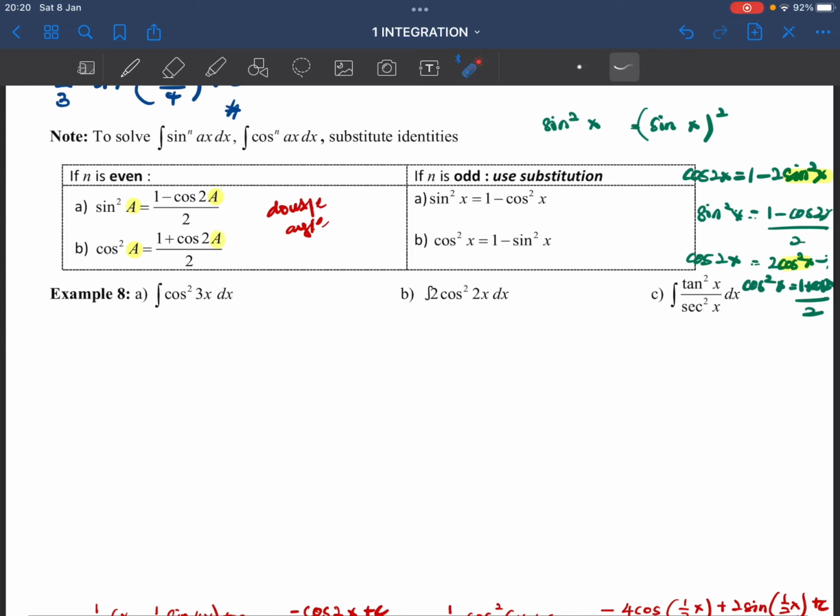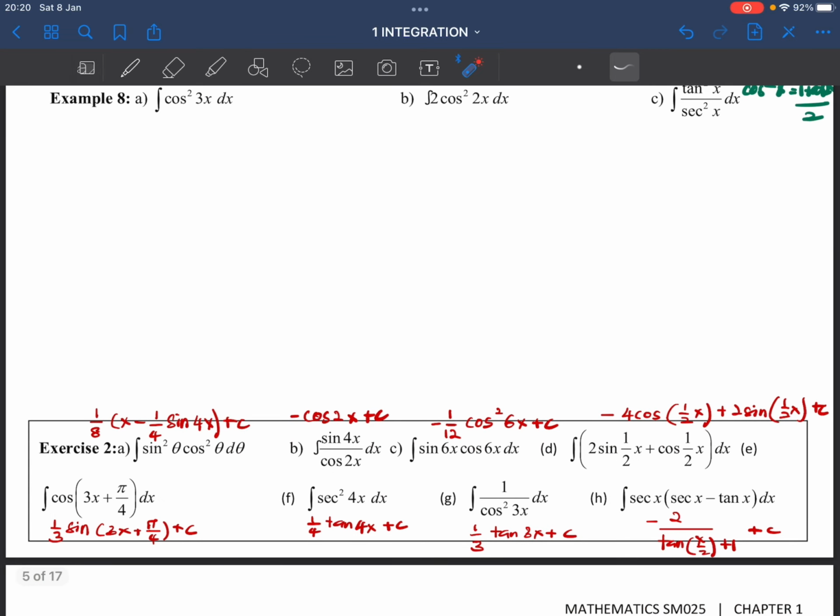That means here you have to multiply your angle by 2. Let's say if you have 4x here, this will be 2 times 4x, which means 8x. That is if your power is even. If your power n is odd, we are going to use substitution, one of the techniques of integration. So we are going to see this later in the next video. Okay, let's focus on this part here.